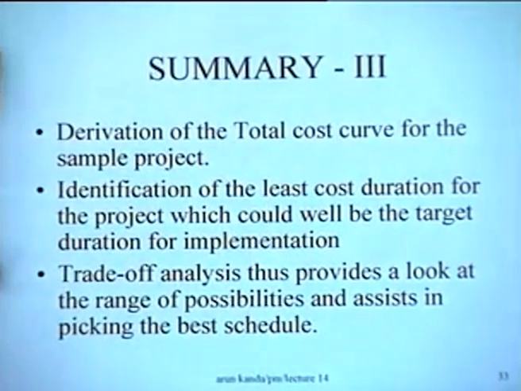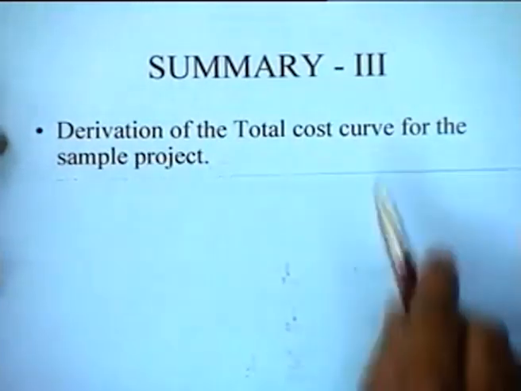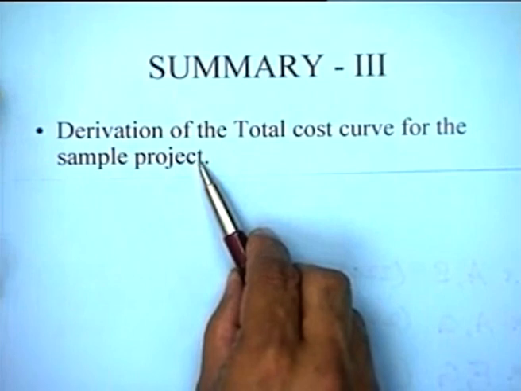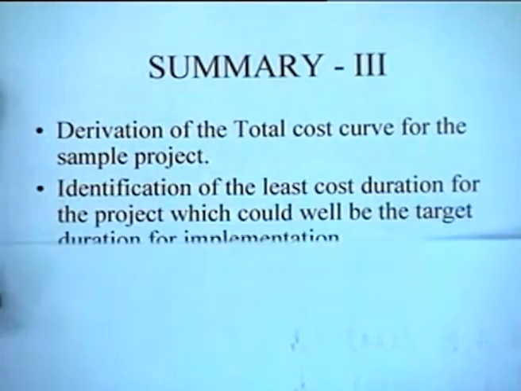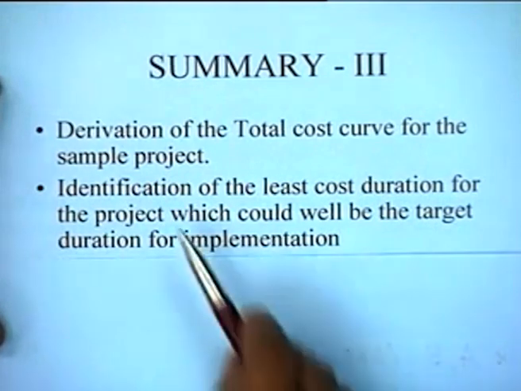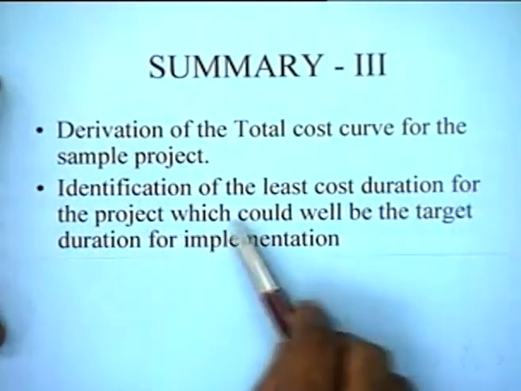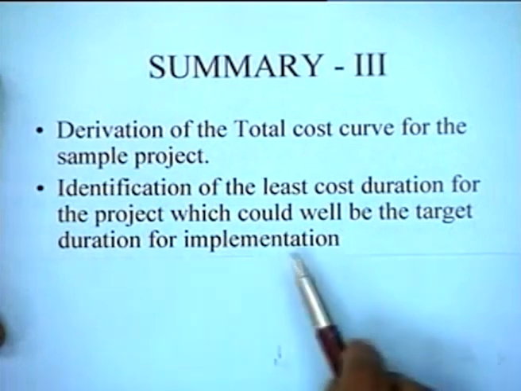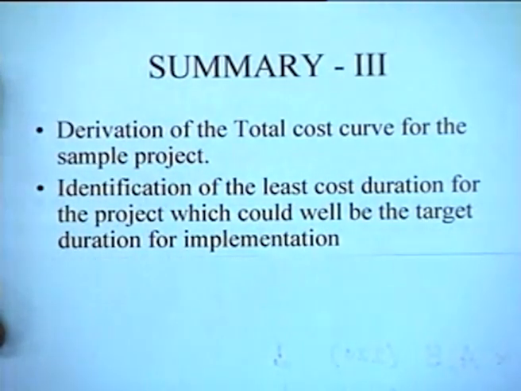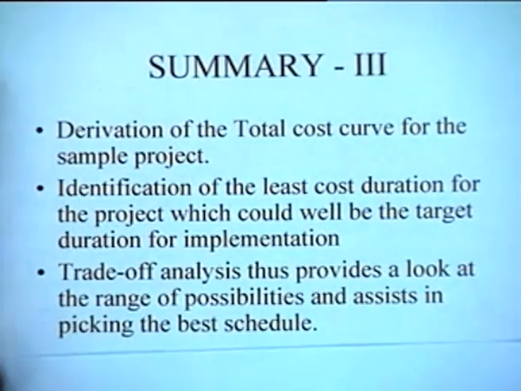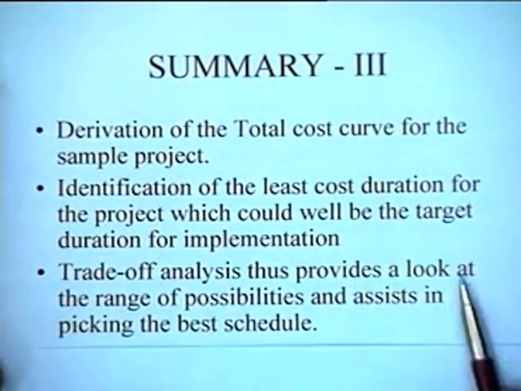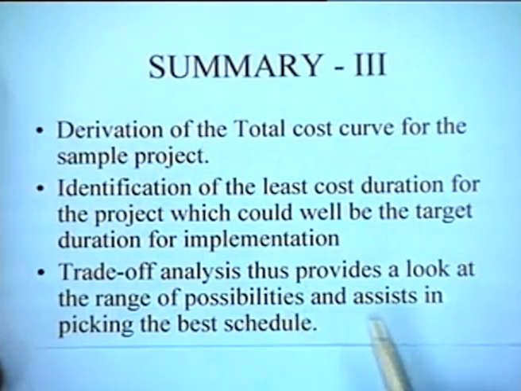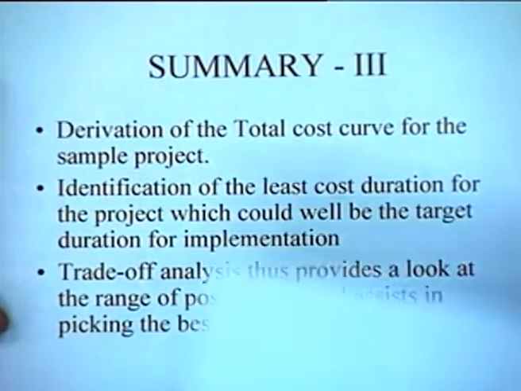And finally, we did the derivation of the total cost curve for the sample problem, which is the sum of the direct and the indirect costs. We did the identification of the least cost duration for the project, which could well be the target duration for implementation. And we found in general that a trade-off analysis thus provides a look at the range of possibilities and assists in picking the best schedule that we have in a particular thing.